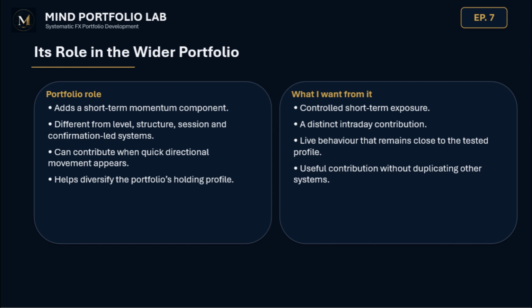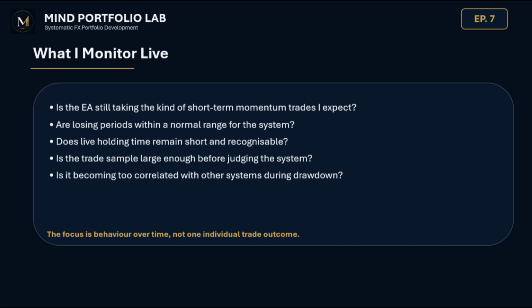When I monitor this EA live, there are a few things I care about most. First, is it still taking the kind of short-term momentum trades I expect? Second, are the losing periods within a normal range for the system? Third, does the live holding time remain short and recognizable? Fourth, is the trade sample large enough before judging the system? And fifth, is it becoming too correlated with other systems during drawdown?